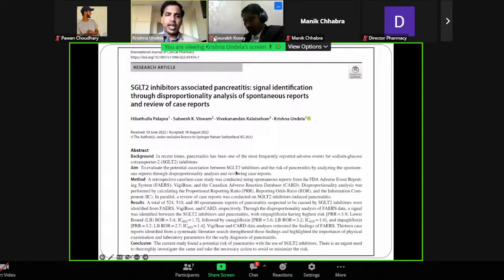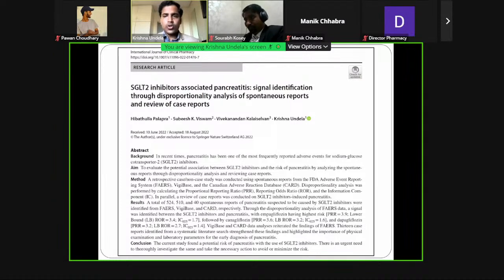There are currently four medications under this classification: canagliflozin, dapagliflozin, empagliflozin, and recently ertugliflozin. All these medications overall are reported to cause pancreatitis, and the signal is identified between these medications and pancreatitis. And this was not listed currently in the product information leaflet. There are so many other reactions reported in the PIL that this medication can cause, but not exactly pancreatitis. That's the reason we took it up, and we looked at whether any signals were identified between these medications and pancreatitis.